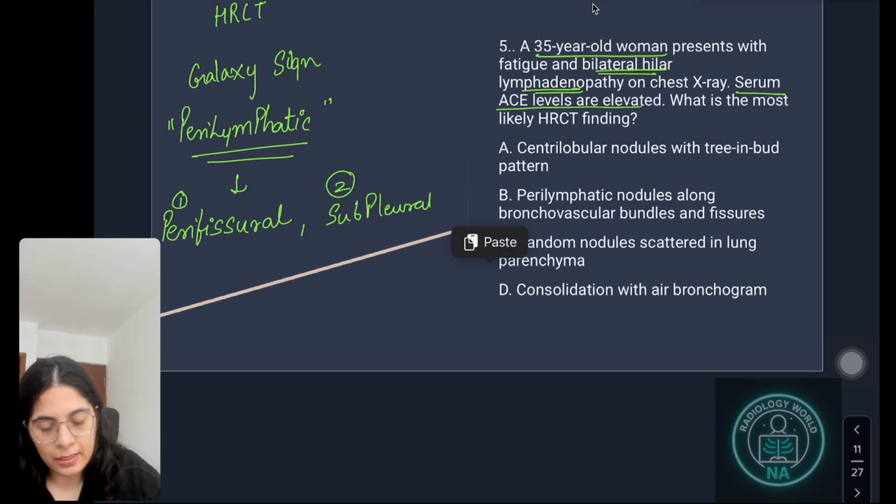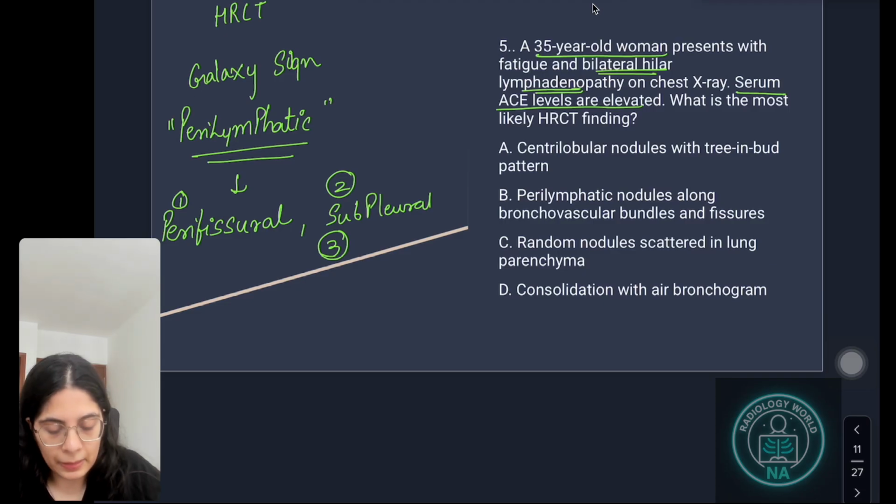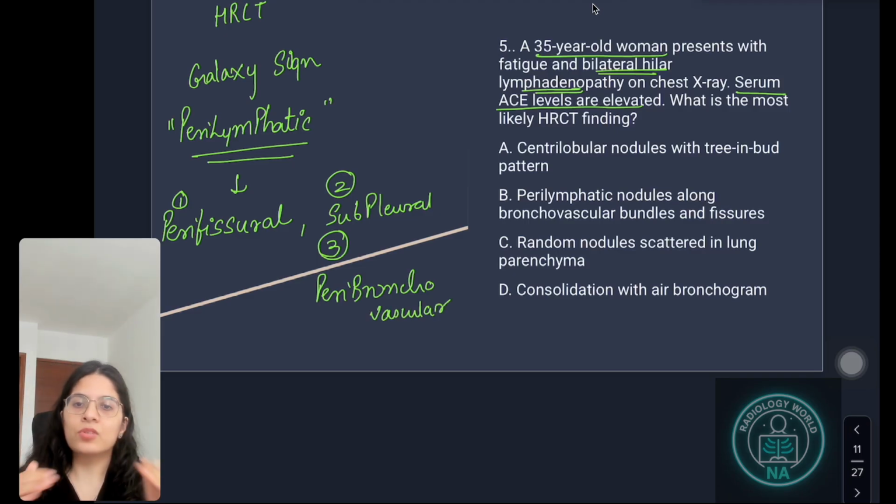The second thing is that it can be subpleural. The third thing is peribronchovascular. Wherever there are vessels, around the hilum, you will see these small nodules.